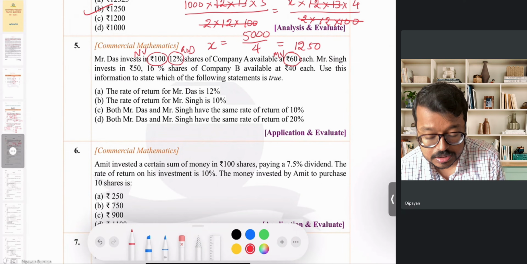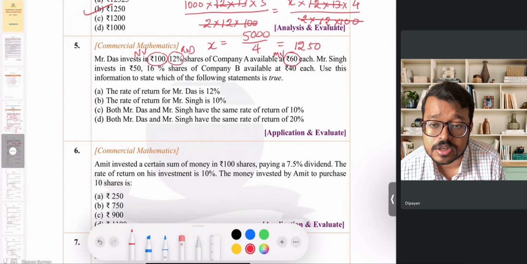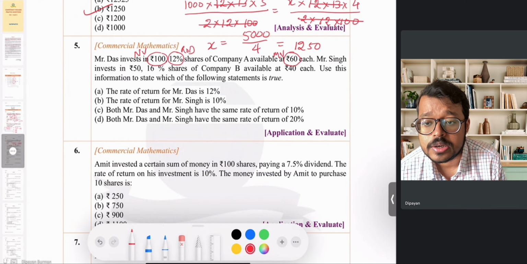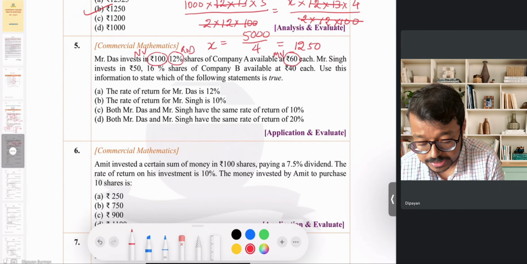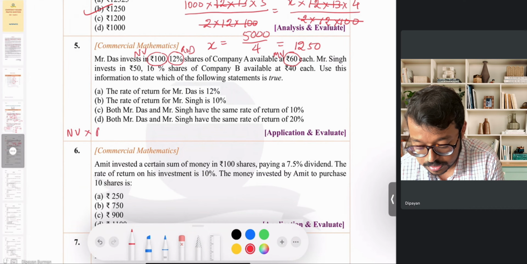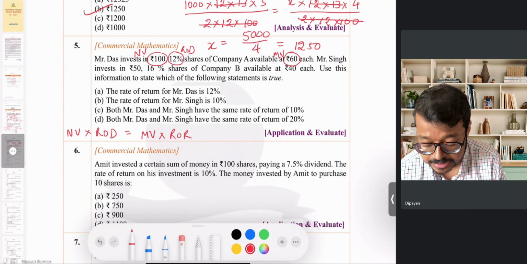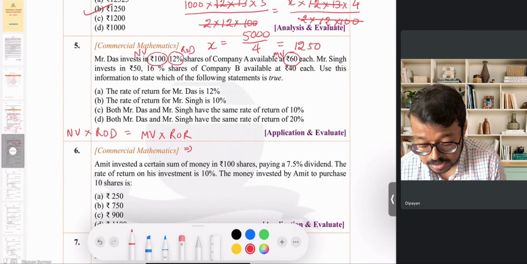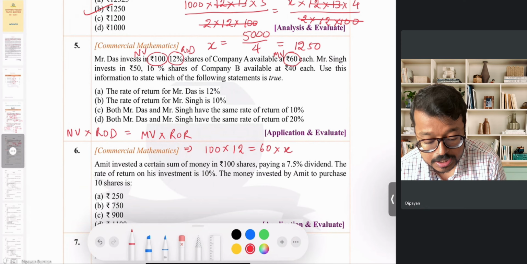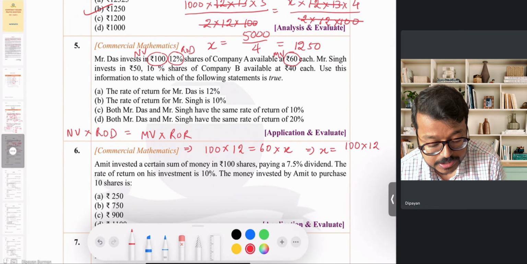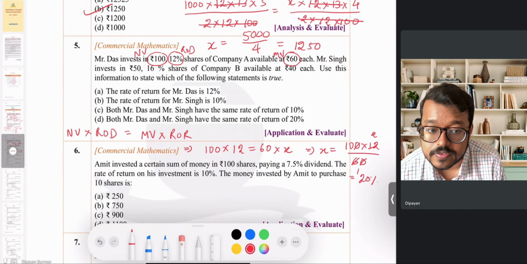So then there is a relation that exists between these two rates, rate of dividend and rate of return, and the two values, nominal value and market value. So the relation is something like nominal value into rate of dividend is equal to market value into rate of return. So out of the four things, they have given us three things. So we can utilize that. So we can say that nominal value 100 into rate of dividend 12, that is equal to market value 60 into, let's say, rate of return is X. So from there, X will be equal to 100 into 12 by 60. So if I calculate, X, which was rate of return, is 20%.